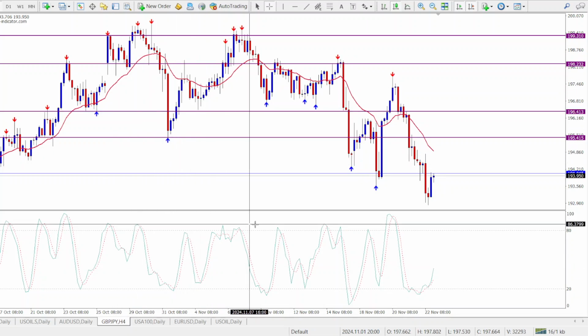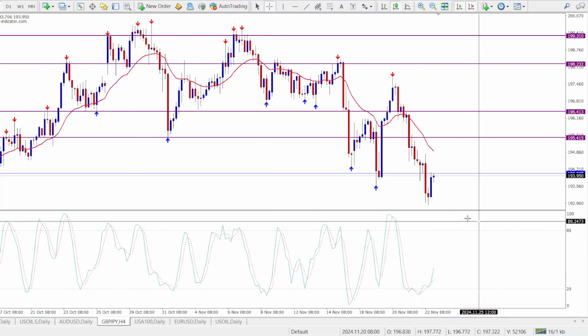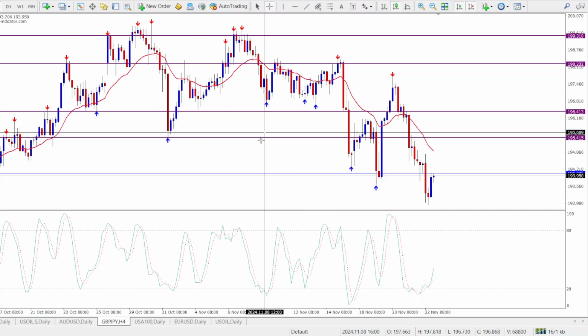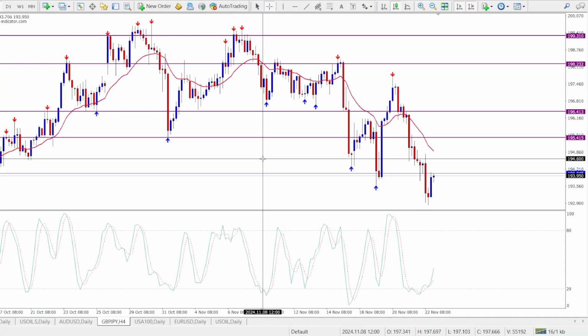So we can see that using other indicators for confirmations can give you an extra layer of confidence, okay, so that you can enter the trades with more confidence.